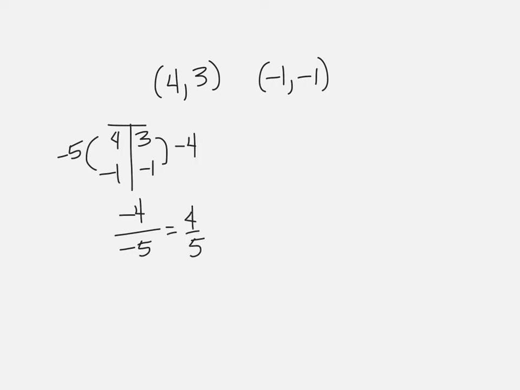Now, here's the good news. Normally I make you work with fractions and keep them as fractions, but when you have a scatter plot, the numbers aren't necessarily going to work out very nicely for you. And so I'm going to allow you to turn this into a decimal. So you go ahead and use a calculator. 4 divided by 5 is going to give you 0.8. And that is going to be our slope.